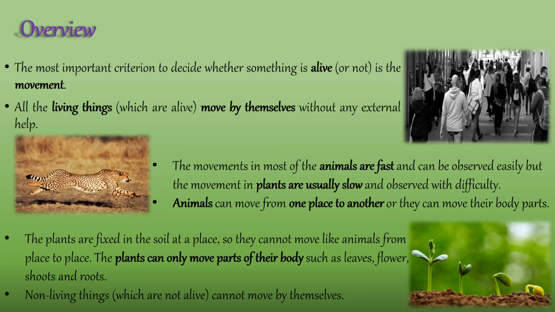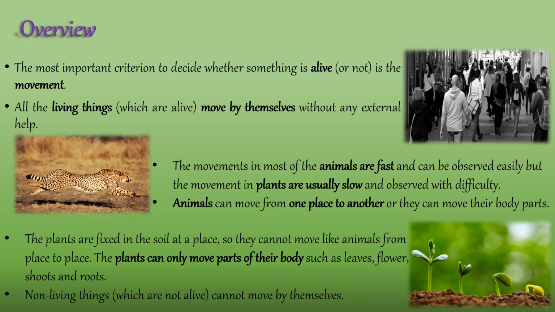Guys, the most important criterion to decide whether something is alive or not is movement. Movement is one of the most important signs of life in an organism. All living things move by themselves without any external help. For example, the movements in most animals are fast and can be observed easily, but the movements in plants are usually slow and observed with difficulty.